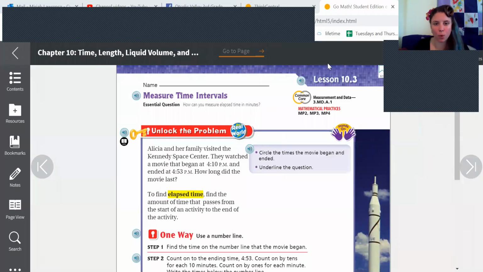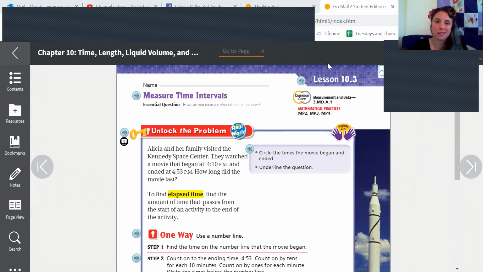Okay, so we got some more time. This time we're doing time intervals, and that's measuring time between two specific points. So the beginning time and the ending time. This one is trickier. You guys are really going to have to try and practice this one because I know a lot of third graders have trouble with it. But you can get it, I promise.